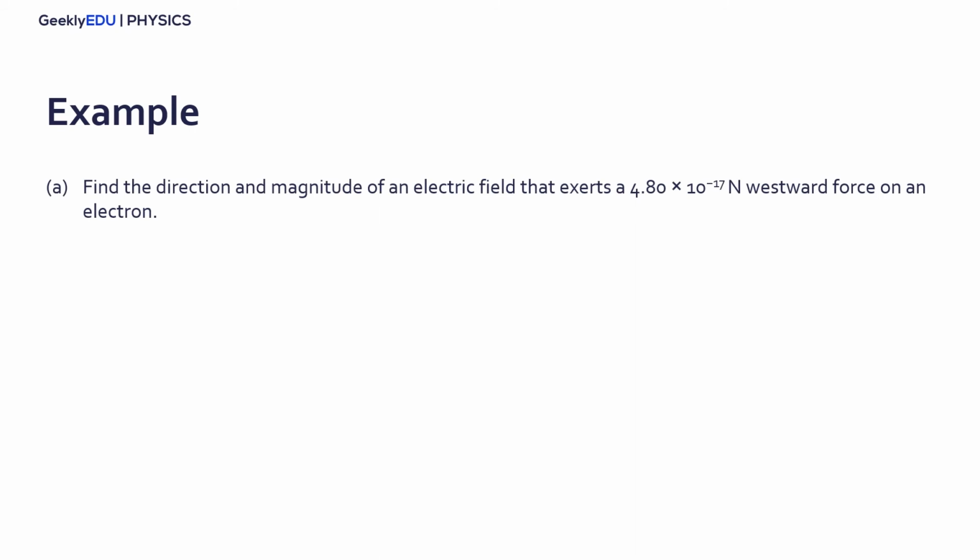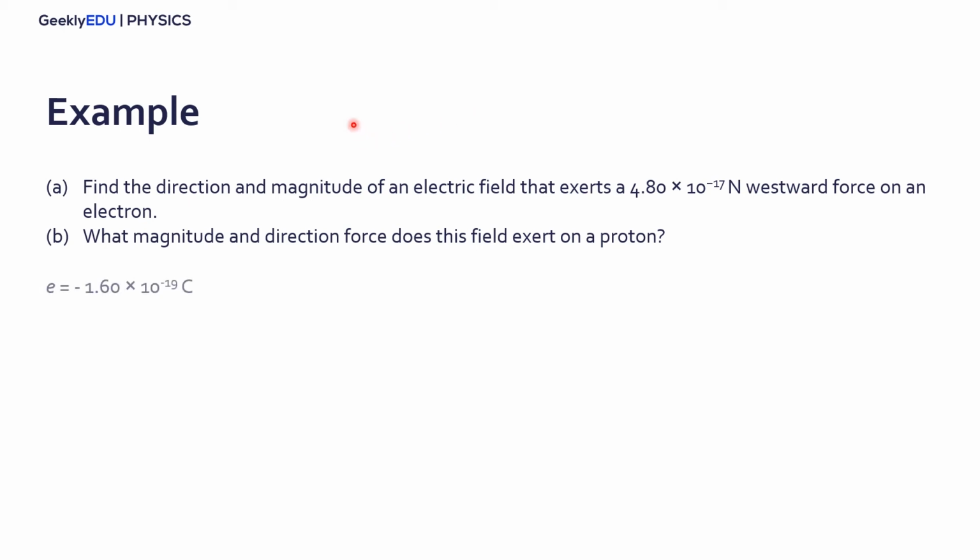Okay, let's go through an example now. We want to find the direction and magnitude of an electric field that exerts a 4.8 times 10 to the negative 17 newtons westward force on an electron. And what magnitude and direction of force does this field exert on a proton? First we need to remember that the elementary charge is 1.6 times 10 to the negative 19 coulombs. For letter A we're dealing with an electron, so that's why we have this negative here.